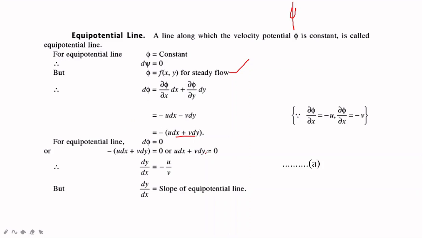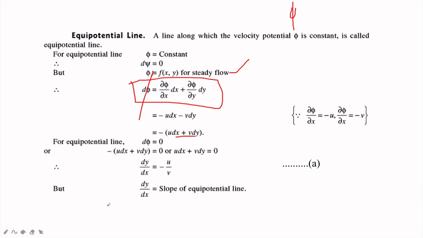Okay, so this is the formula for dφ. But for an equipotential line, this dφ is equal to 0. So whenever dφ is equal to 0, this equation reduces to dy/dx = -u/v. dy/dx is nothing but the slope of the equipotential line.